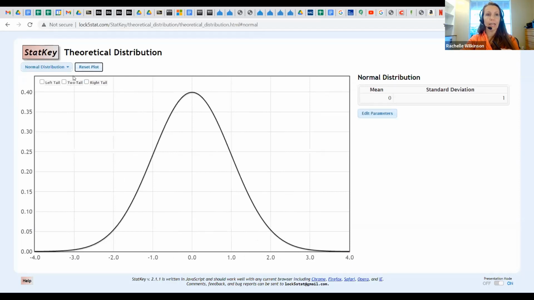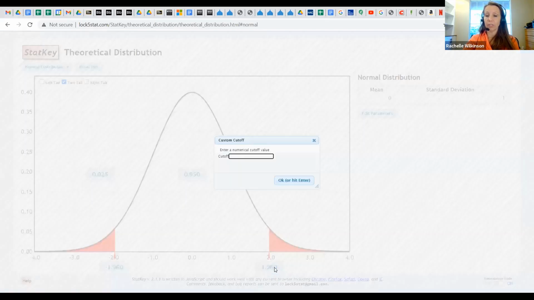this is a two-sided test. So I can click on two-tail, but now I have to choose which box I'm going to put the 2.121 in. Basically, if it's positive, I'm going to put it on the right. If it's negative, I'm going to put it on the left. 2.121 was positive, so I'm going to put it over here.